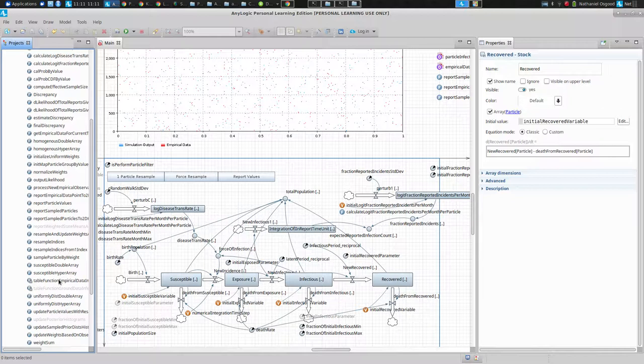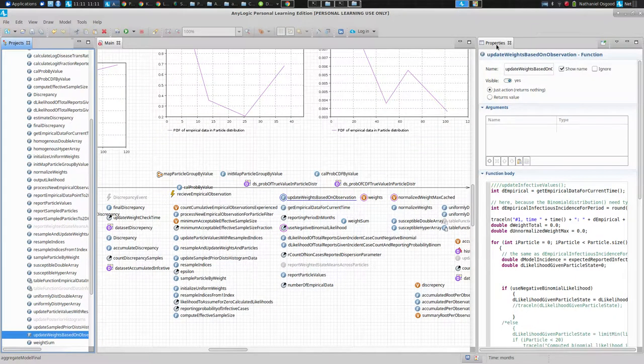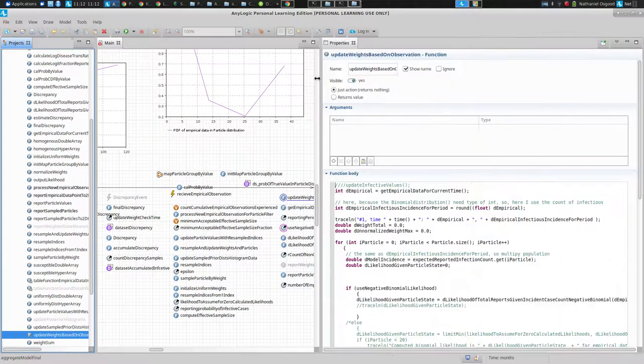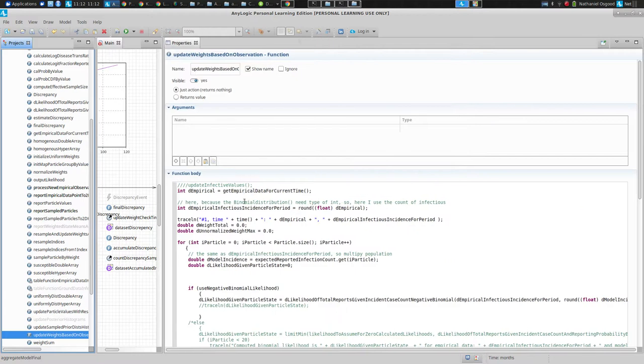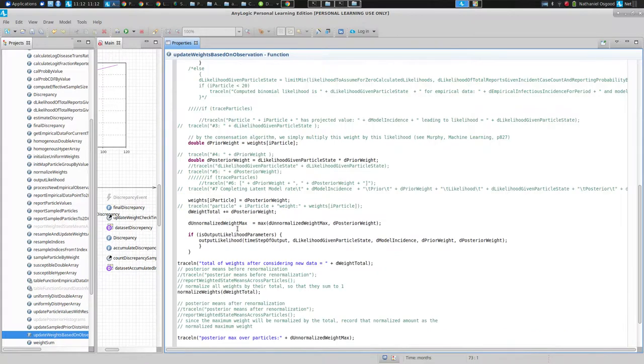Where is the weight update? Xiaoyan, can you update? There it is. I know that name. Okay, yeah. So in this case, Xiaoyan is actually updating the weights, and I'd have to go find it. Here it is. There it is. It's a thing of beauty. Look at that.